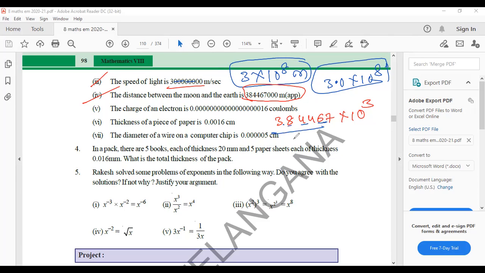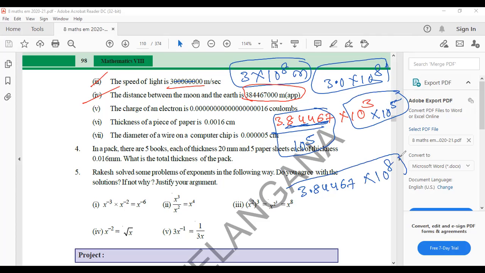You have to divide by 10 power 5, and 10 power 5 on top you write. Okay? Because 5 digits after the point are required, because they want to write the point here. Previously there was no requirement because no digits were available. So this becomes 3.84467 into 10 power 8. Clear? This is the way of notation of standard form. You must be very careful when you are writing the forms.